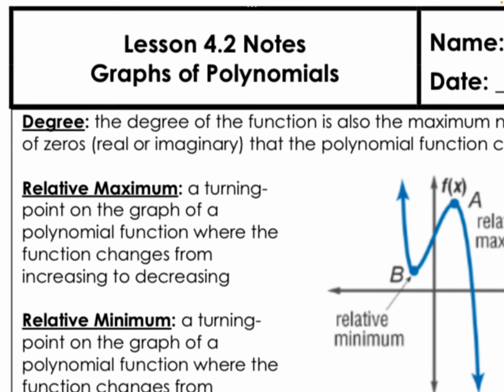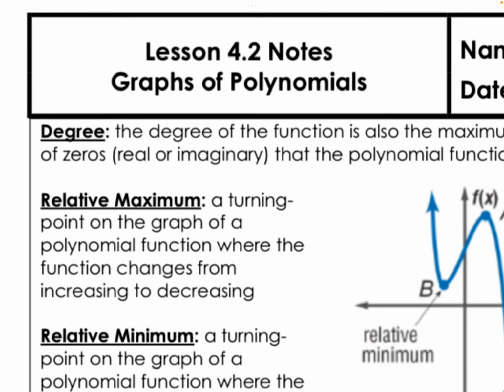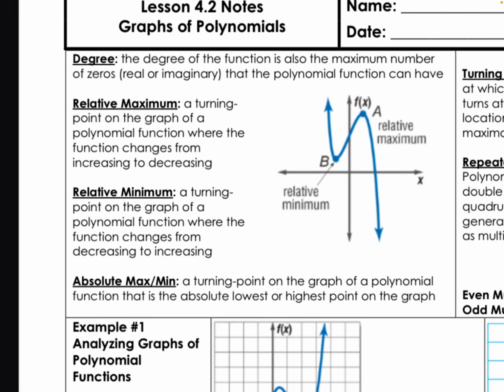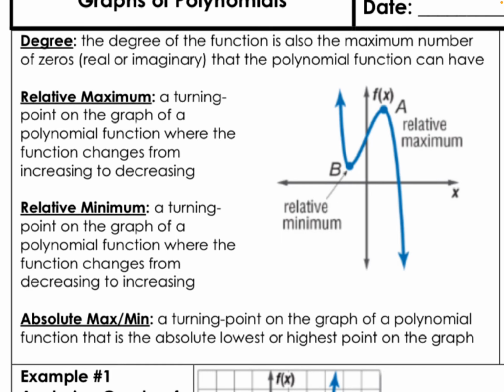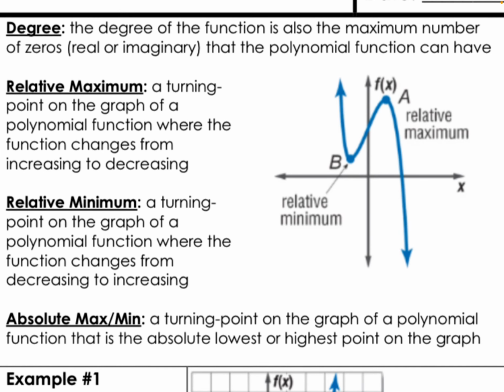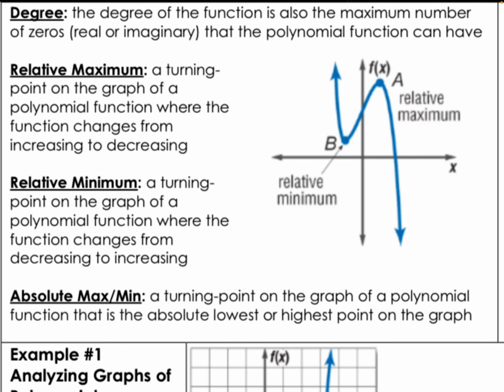Alright, you guys, so today we're going to be doing 4.2, which is going to be graphs of polynomials. So now that you have a general understanding of polynomials and behavior, of degree, now we're going to actually look at polynomials and determine some more key features. So first we have the degree, which we talked about in 4.1.